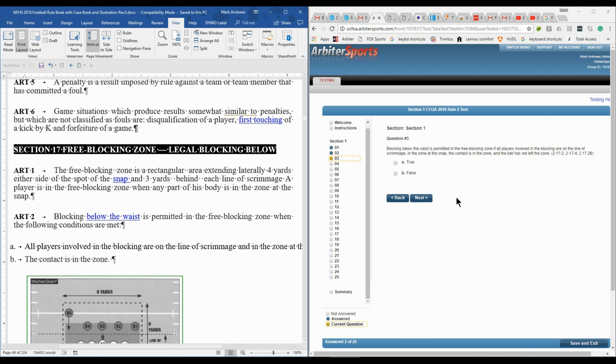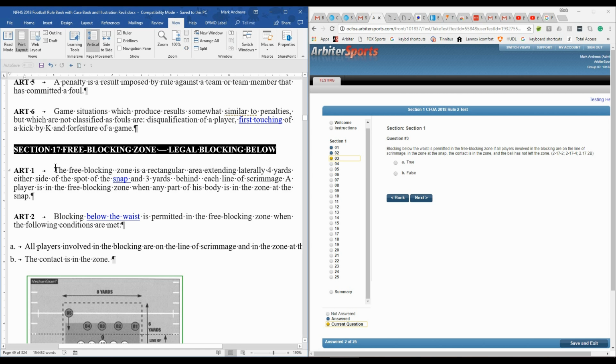Question number 3. Blocking below the waist, which is normally a foul, is permitted in the free blocking zone if all players involved in the blocking are on the line of scrimmage, in the zone at the snap, the contact is in the zone, and the ball has not left the zone. I will tell you right off the bat that that is the definition of a legal block in the free blocking zone. What is the free blocking zone?